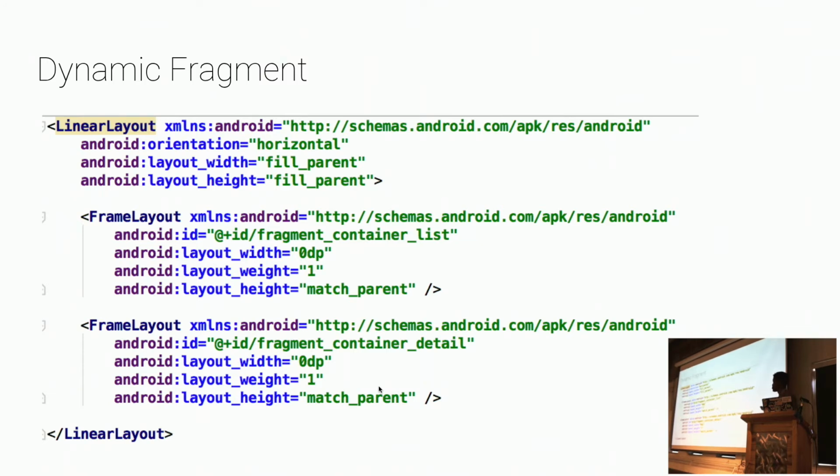So for our previous example, you can still have two containers, and this is for the tablet layout. We would have two containers, one on the left, one on the right. The one on the right would be empty, or we can have a placeholder view, and the one on the left is where we can push the list. And when the user clicks the list, we can push another fragment into the detail.